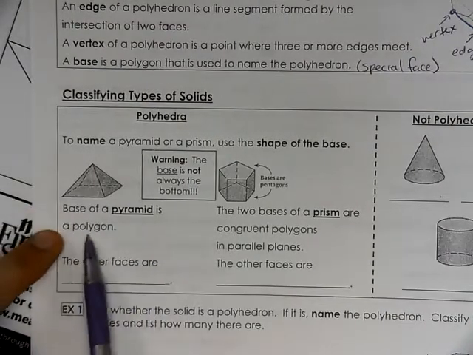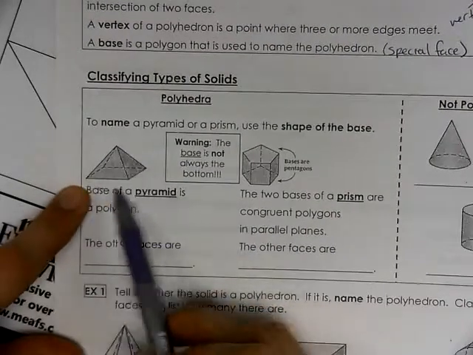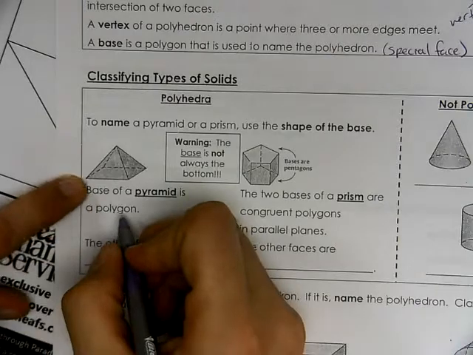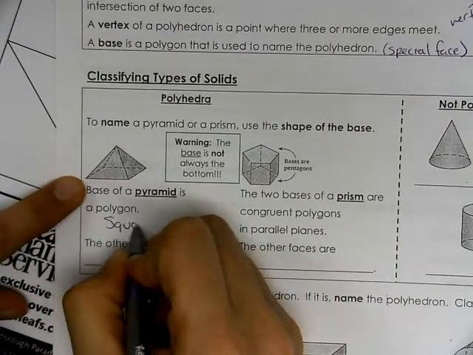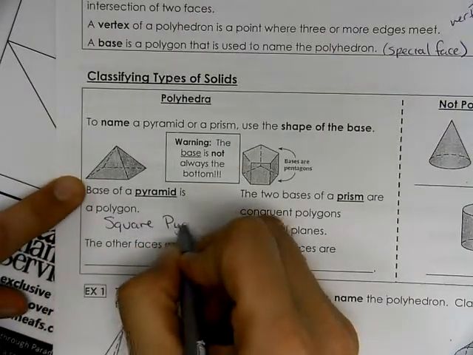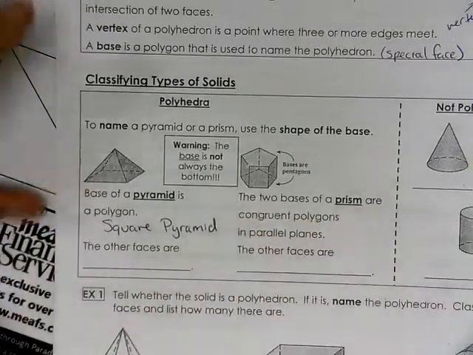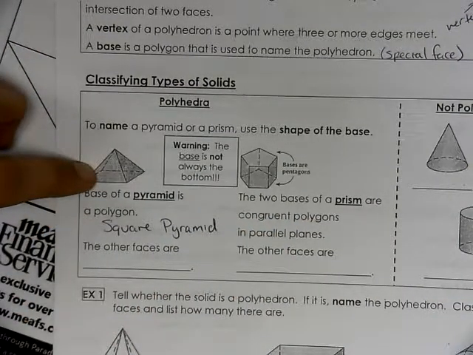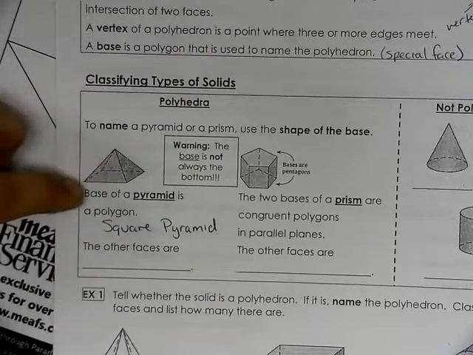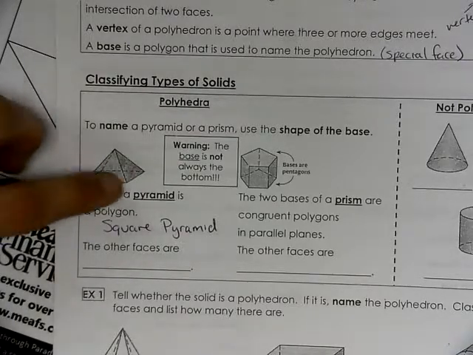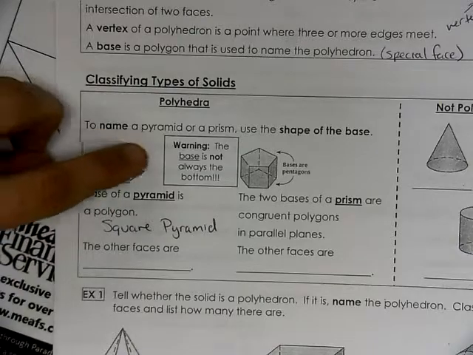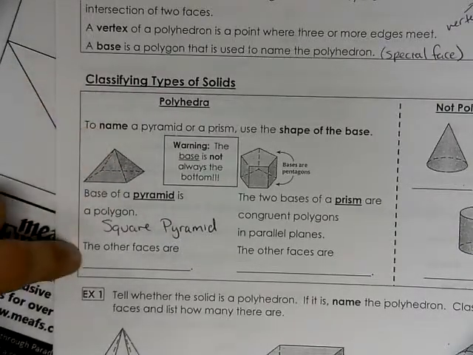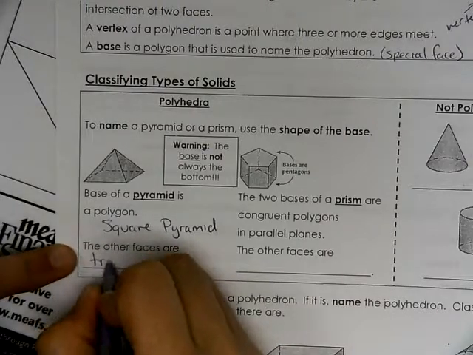So the base of a pyramid is a polygon. So this pyramid here is a square pyramid. Because the base is a polygon, it's a square, and then it's a pyramid. A pyramid all leads up to one spot. The other faces here are triangles.